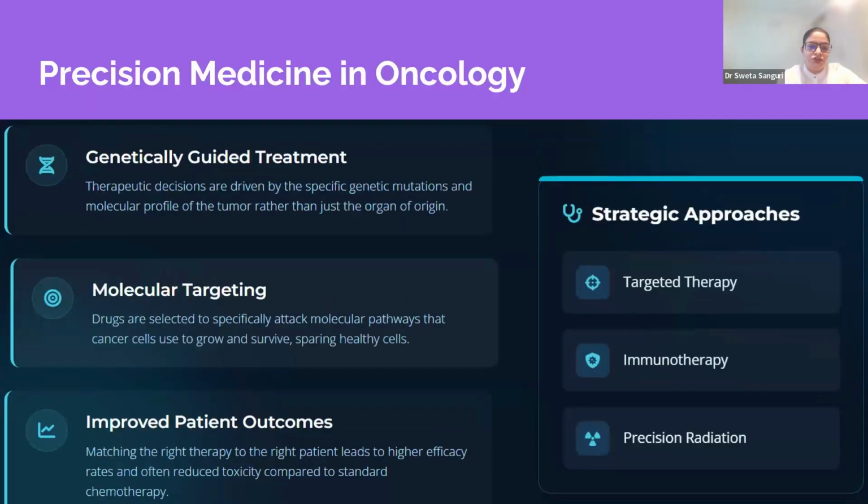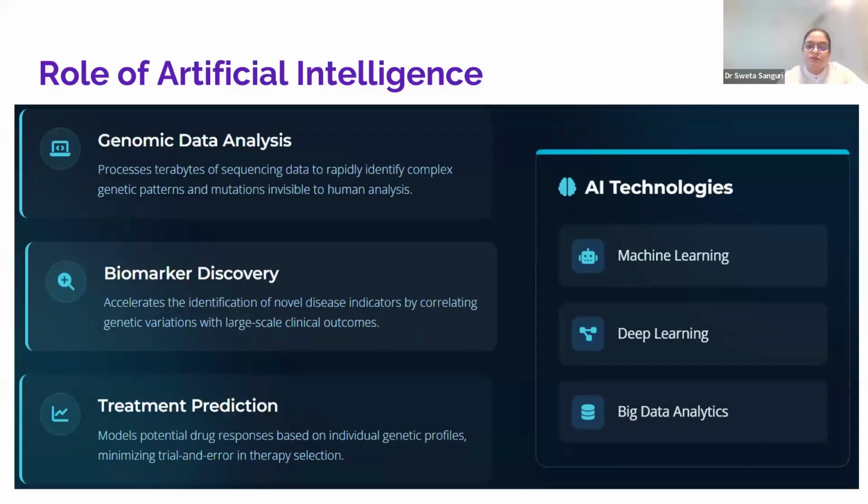Precision medicine in oncology. When we talk about precision medicine in oncology, the central idea is that cancer treatment is increasingly guided by the genetic makeup of the tumor. In the past, doctors mainly selected treatments based on where the cancer originated. For example, if the cancer was lung cancer or breast cancer or melanoma, the same kind of drug was given to all the patients. Today, with the advances of molecular diagnostics, we can analyze the genetic mutations, we can profile the tumor, and this information helps us guide the treatment decisions.